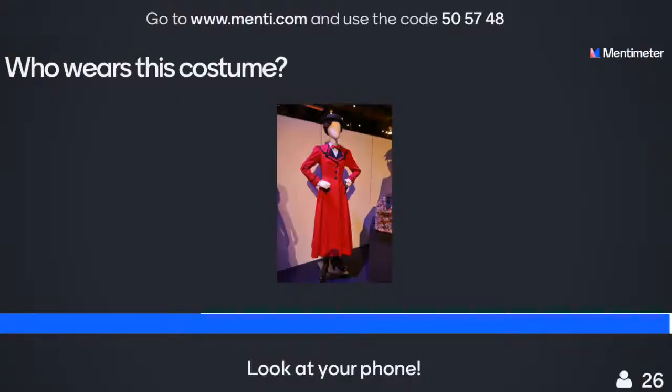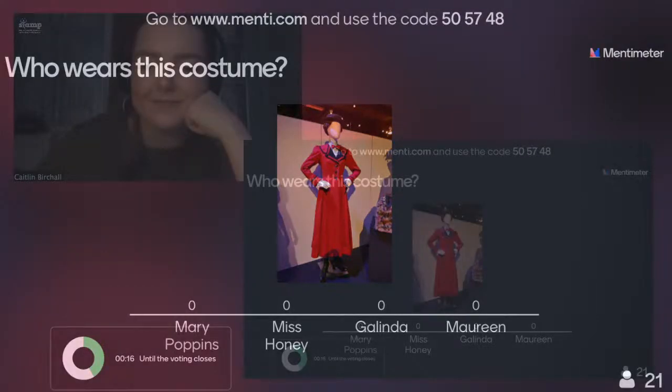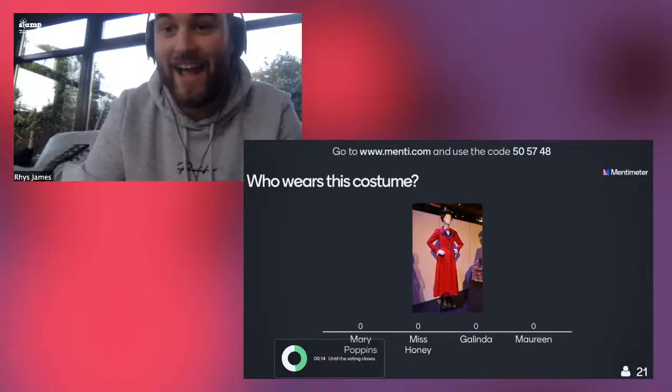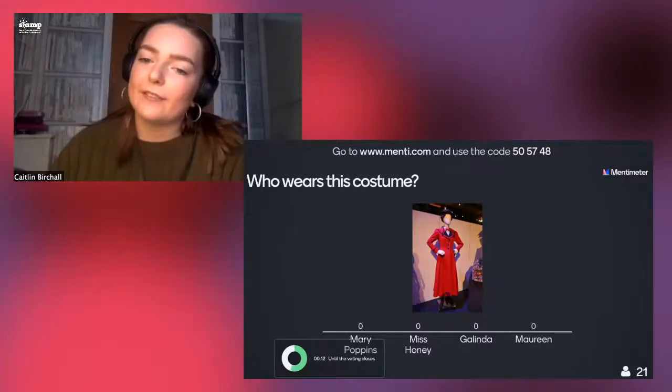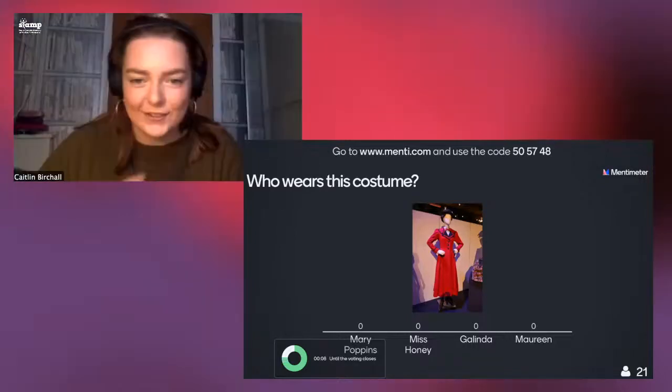Who wears this costume? Honestly, I just thought it was a photo of that person there. So, Dee? Is it Mary Poppins? Is it Miss Honey? Galinda? Or Maureen? Maureen, just from down the street. Could be anyone. I think she means Maureen from Rent. I think it is from Rent, but I'm going to say it's my Nana Maureen. I'm not going to lie to you.